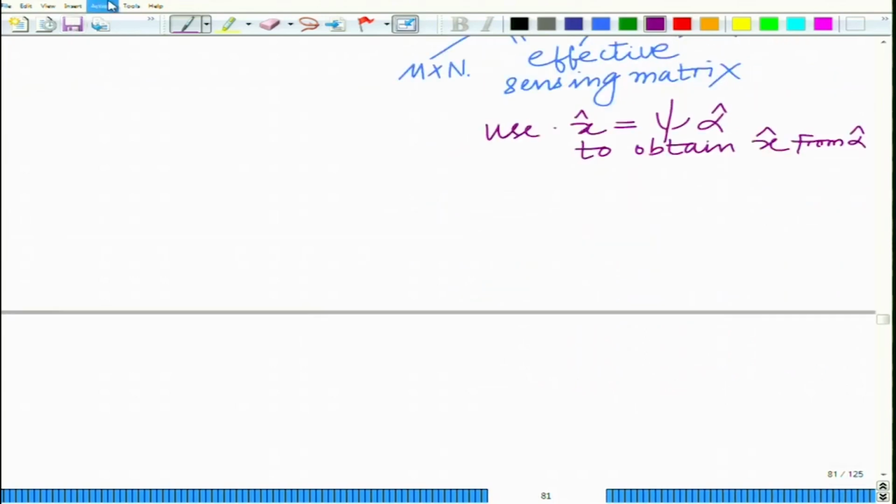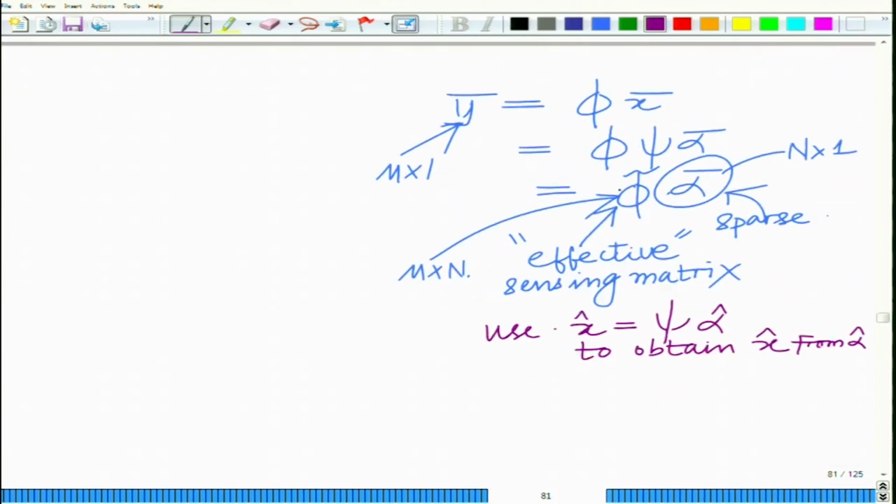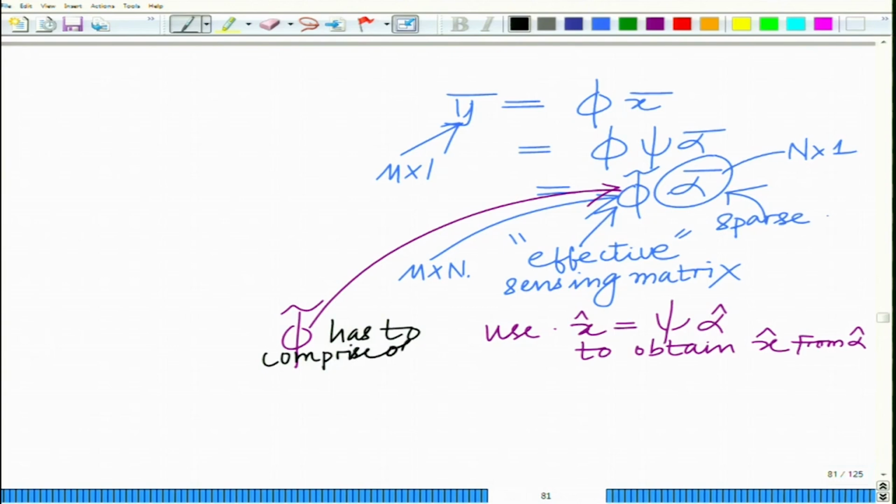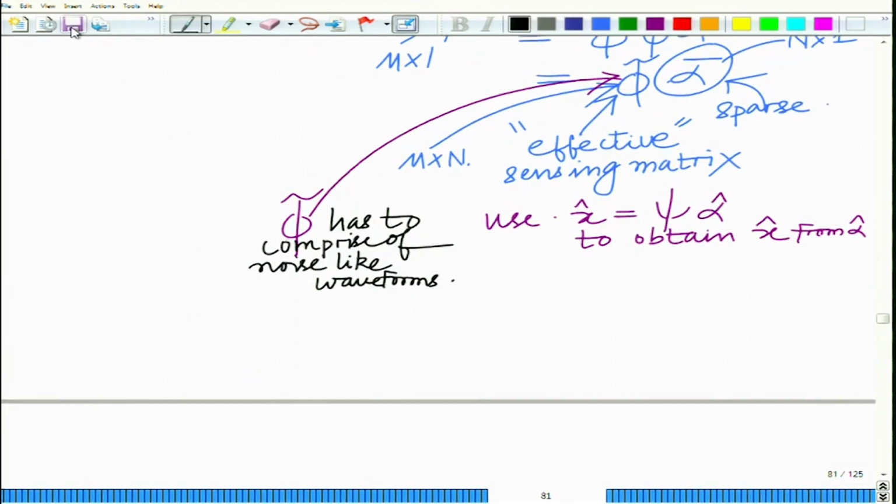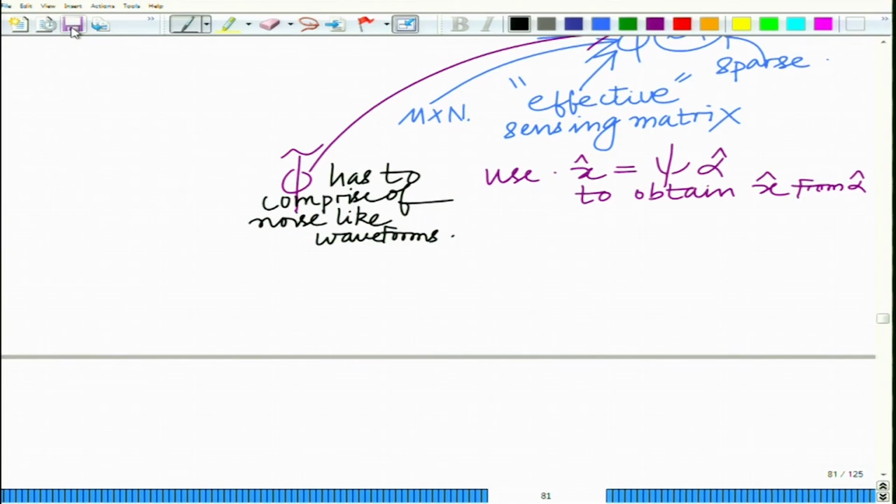Now, if you look at this phi tilde matrix, this has to contain noise like waveforms. So, phi tilde, which is your effective sensing matrix, has to comprise of noise like waveforms.